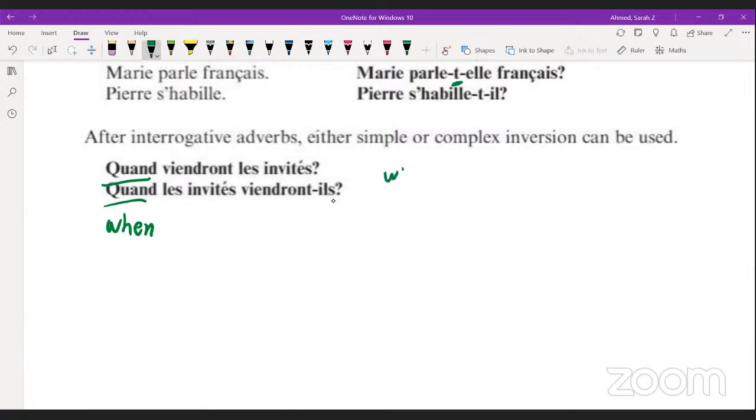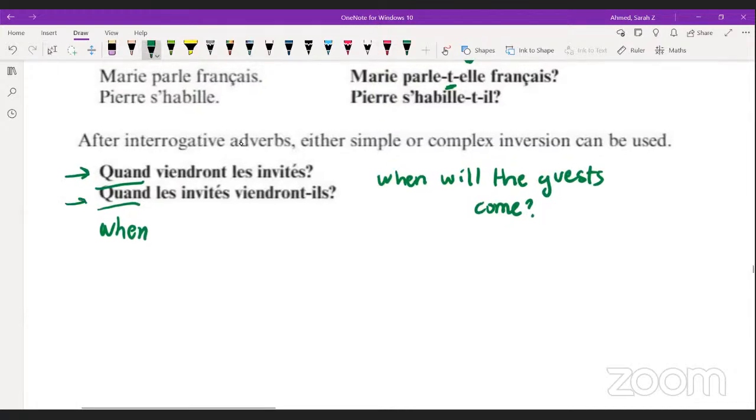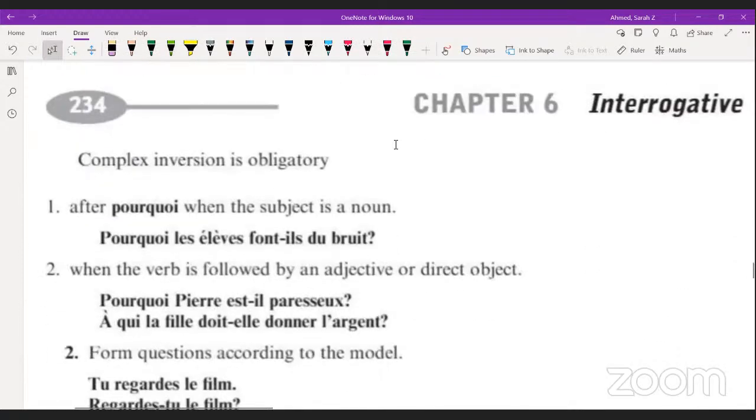Okay, so both of these mean, when will the guests come? This is a simple kind of inversion, and over here is the complex inversion.